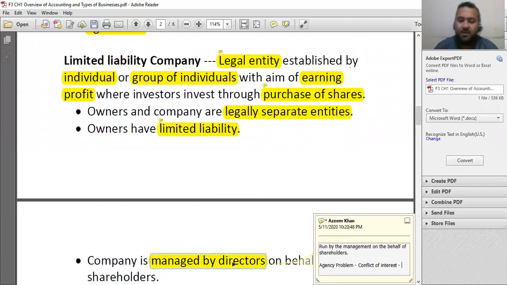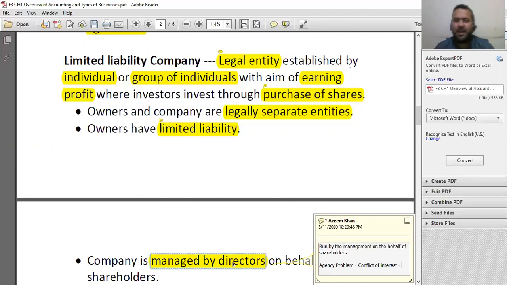Clear? It means there will be a conflict of interest. Management will run the company for their own interest, for their own goals. They will not look to the goals, objectives or interest of the shareholders. So what will their goal be? To have a high salary. They will make decisions which result in benefit for them, not benefit to the owner.